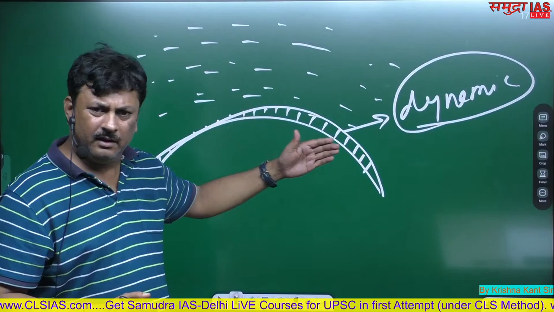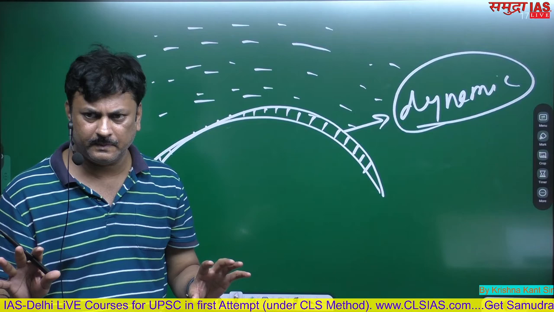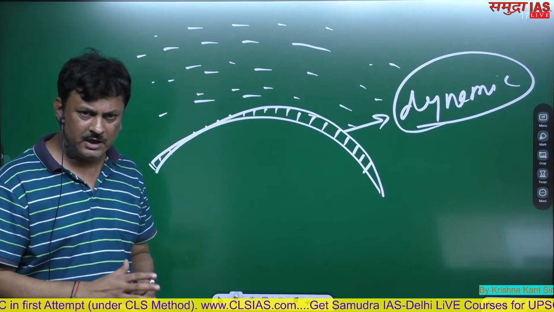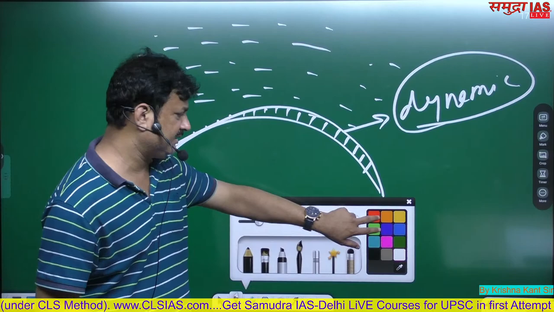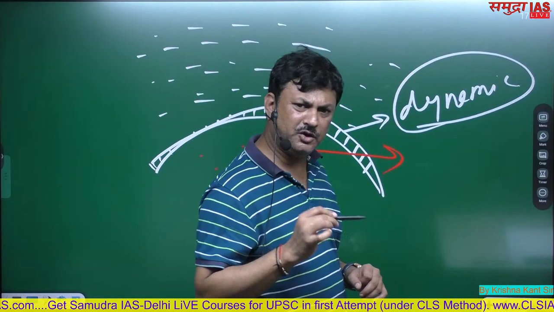So this crustal part is very dynamic. It has moved and moves horizontally over the asthenosphere. And now, on this crustal part, two types of forces are acting. The one is generating from within the earth, from inside the earth. And these forces are called endogenic forces.